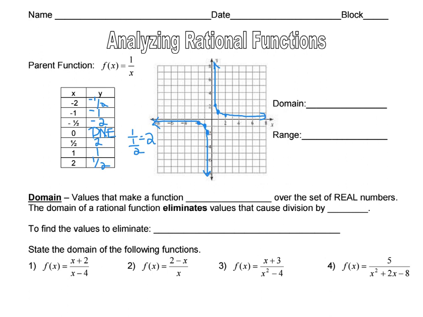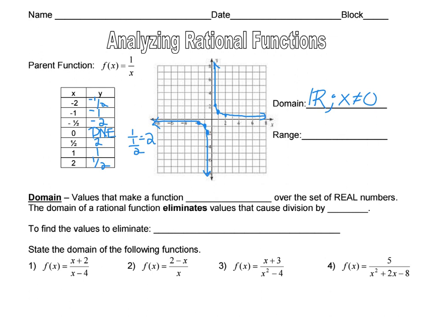So if we fill out our domain, if we look from left to right, it looks like we have pretty much every number. So when we have every number in our domain, we put all real numbers. But if you look back at our table, and you can see it on the graph, we skipped over 0. So we have all real numbers, except we skipped over one number. So the way we write that is put a semicolon, and then we just say x does not equal 0. So we have every number, all real numbers, except x does not equal 0.